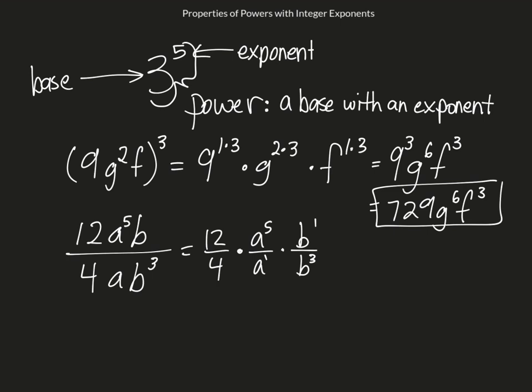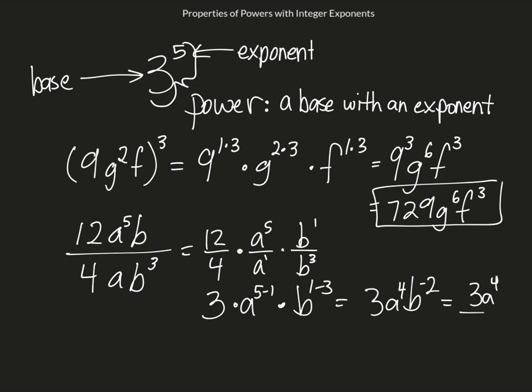Now don't get confused with this 12 divided by 4. That's just division. Don't do any kind of subtracting. Sometimes, we forget what we're doing here. This is just 3 times a to the 5th minus 1 times b to the 1 minus 3, which would equal 3 a to the 4th, b to the negative 2. And usually they don't want you to leave your answer with a negative exponent, so we would simplify that to 3a to the 4th over b squared.